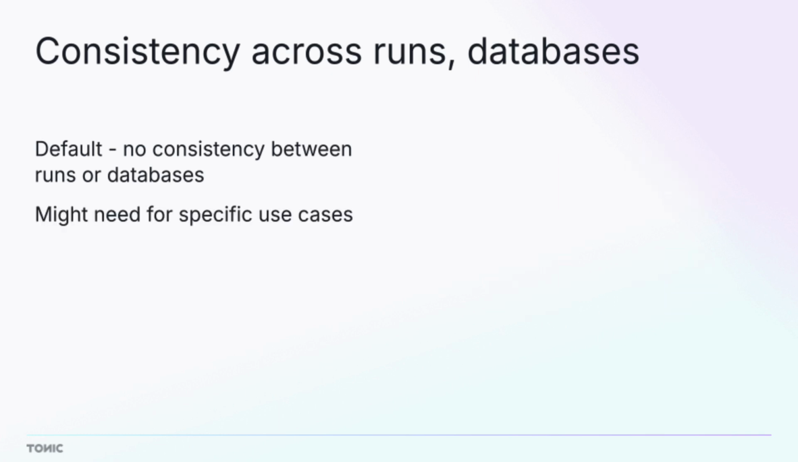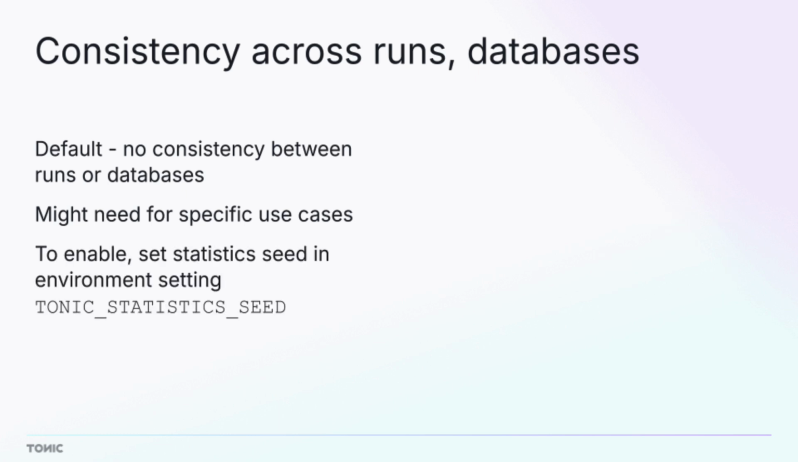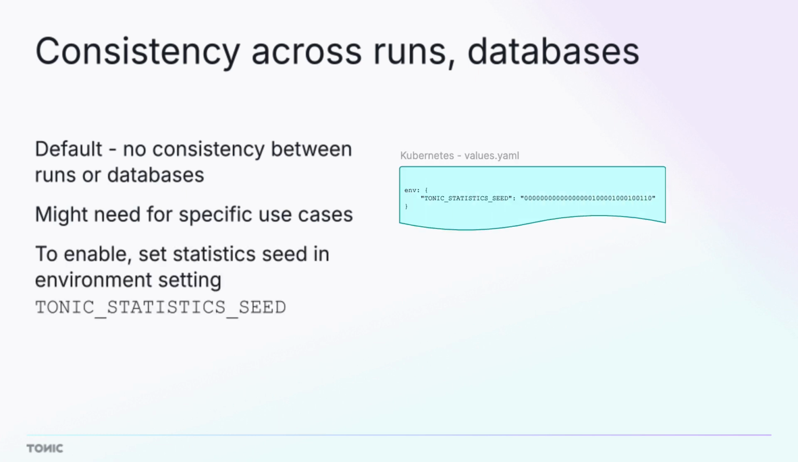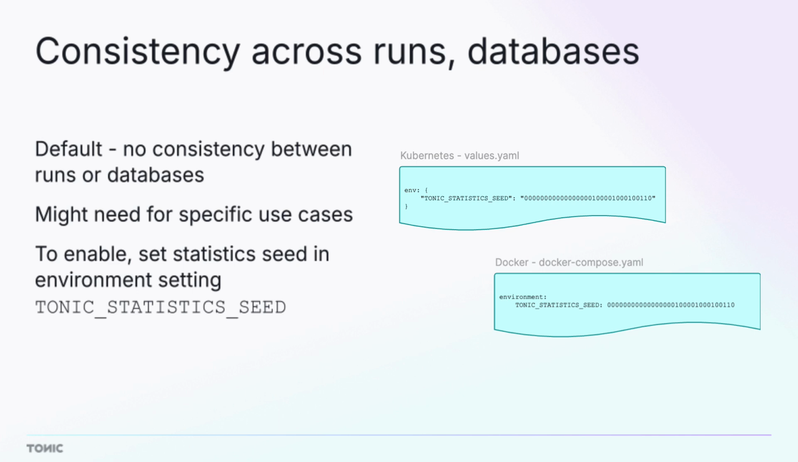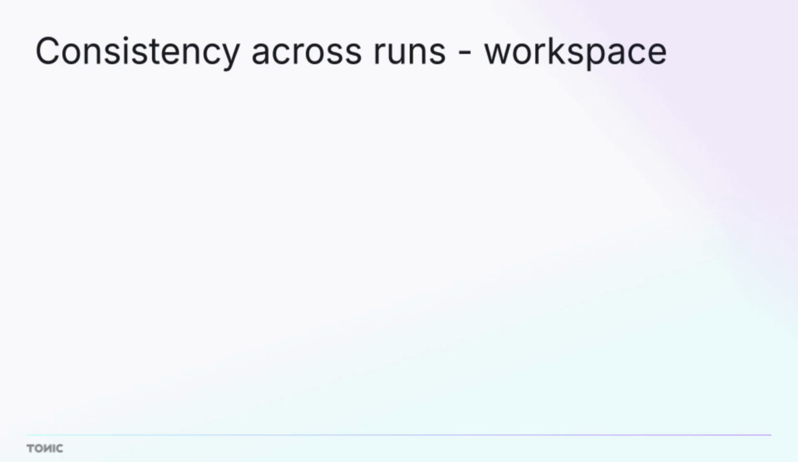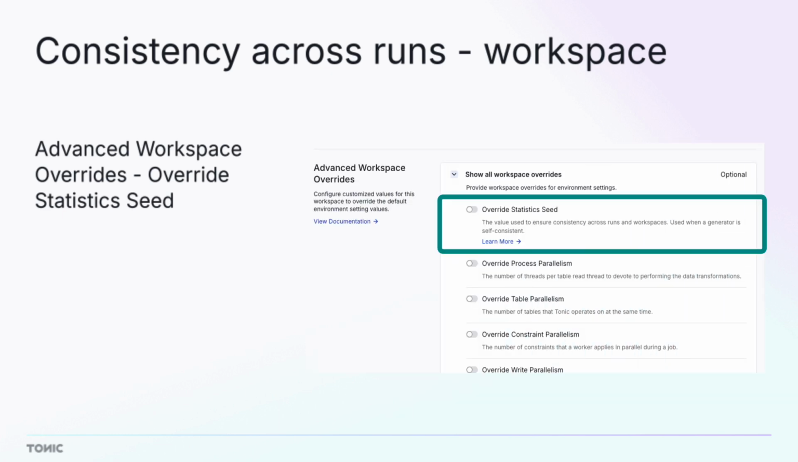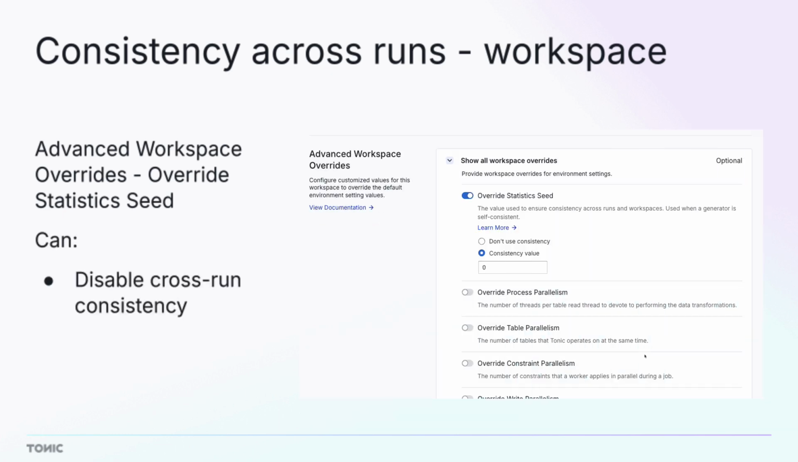However, you might sometimes want consistency across runs and databases. For example, you might need to run a test against related data that spans multiple databases. To enable consistency across runs or databases, you configure the environment setting TONIC_STATISTICS_SEED in the structural worker and structural web server. The value is a 32-bit signed integer. You can override this configuration within each workspace. From the Workspace Settings page, you can disable cross-run consistency or set a workspace-specific statistics seed.